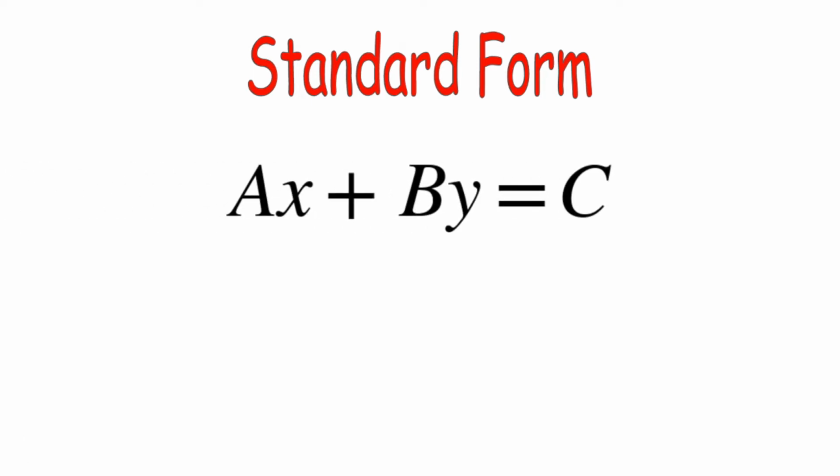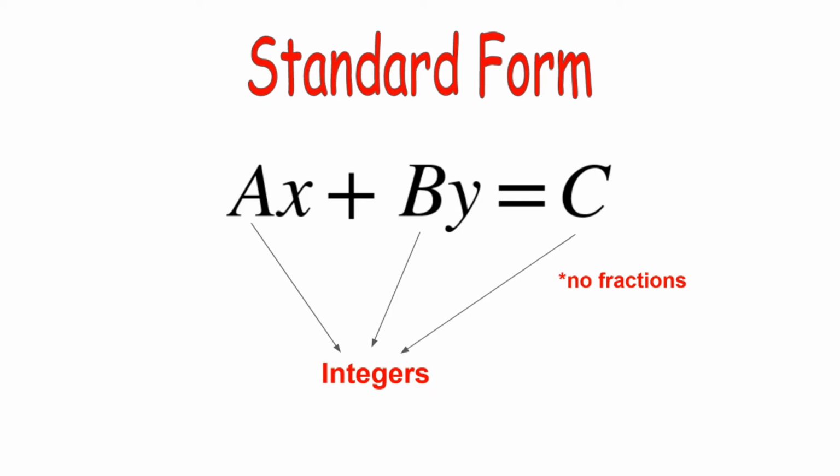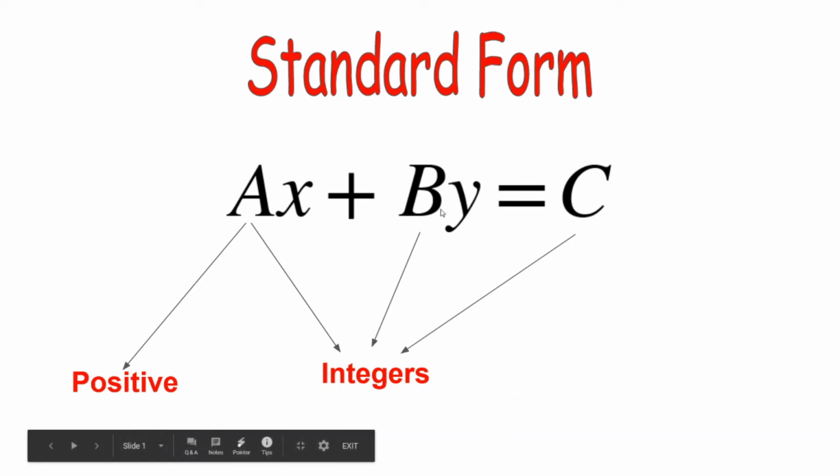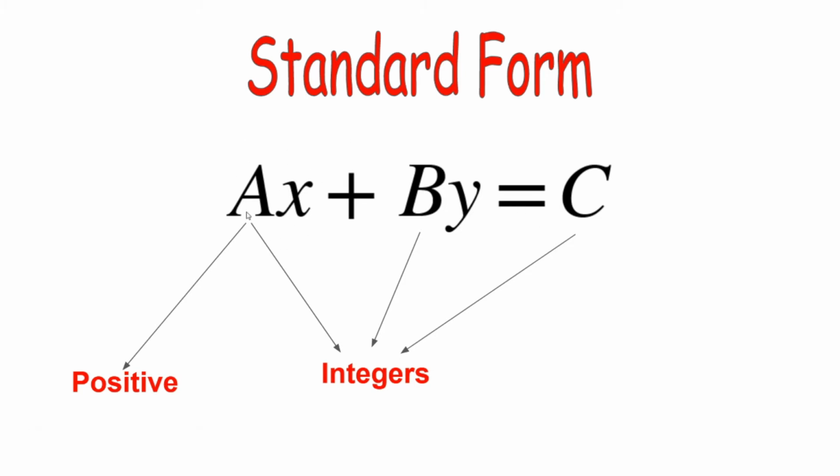It's ax plus by equals c, where a, b, and c are integers, which essentially means that they're whole numbers and you can have negatives except for the a value, which I'll touch on in a second. So if they're integers, make sure they're not in fractions. They cannot be in fractions. And then, just like I just mentioned, the a component, the coefficient in front of your x value, has to be positive. The b and c values can be negative, but the a, to have correct standard form, has to be positive.